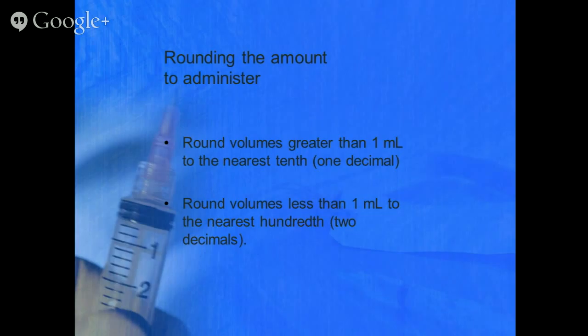When we're looking at rounding our amount to administer, for volumes greater than 1 ml we round to the nearest tenth. If our volume is less than 1 ml, we round to the nearest hundredth. So greater than 1 ml, we round to tenths. Less than 1 ml, we round to hundredths.